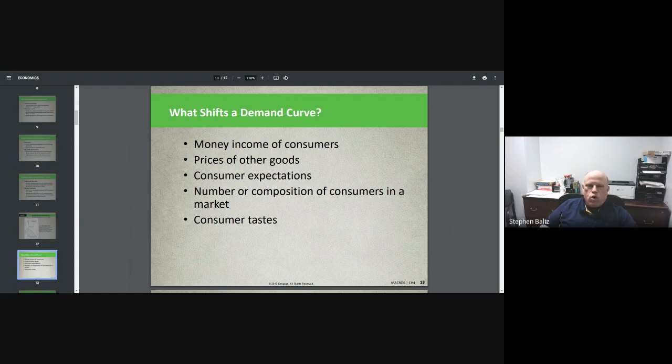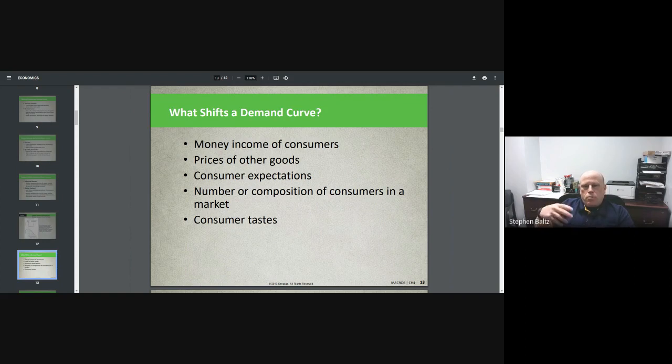Okay, now another thing is prices of other goods. As you learned in chapter 4, there are various ways that goods can be either related or unrelated. If goods are related to each other, then the price of one good is going to affect the demand for another. All right, and the way that it affects demand for another good depends on whether, first of all, the goods are related, and also if they're related, it depends on whether the goods are considered substitutes for each other or complementary goods.